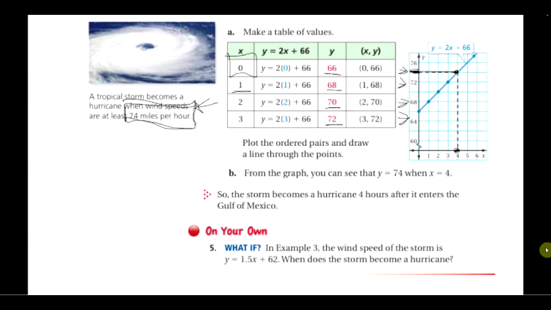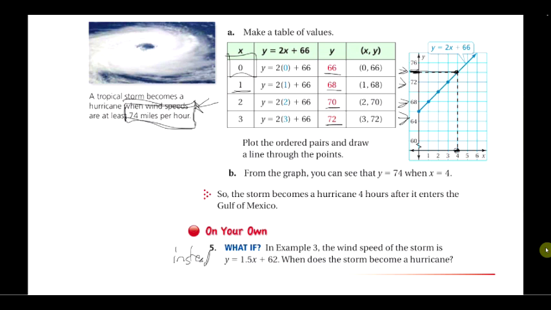But do not despair. What happens if we get another type of hurricane to come in? So they say, what if in example 3, the wind speed is instead calculated by this equation? Instead, y equals 1.5x plus 62. When does this storm become a hurricane? So they want to know, when does this storm pass 74 miles per hour?